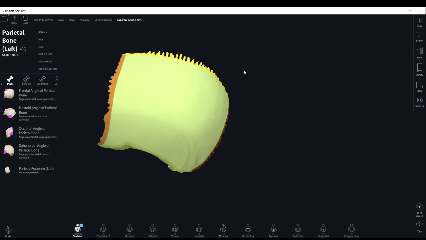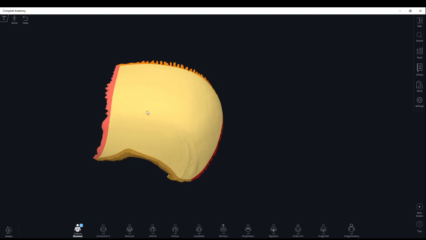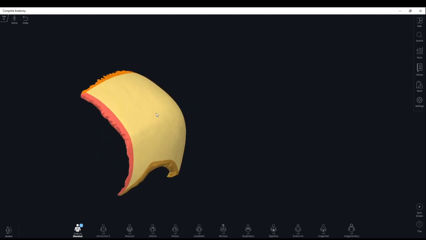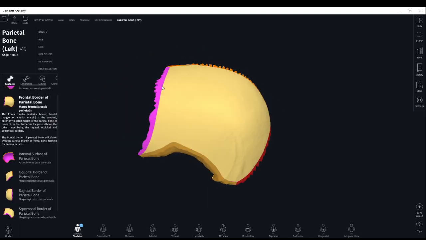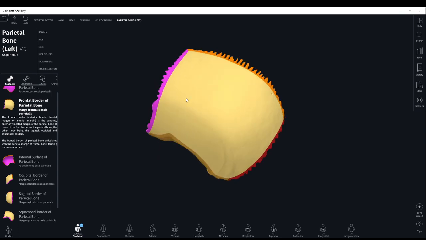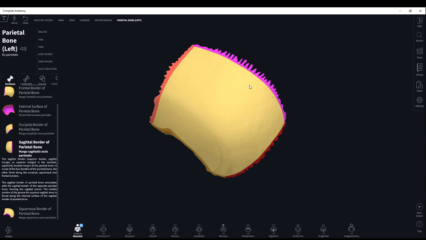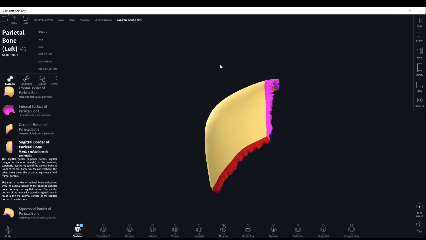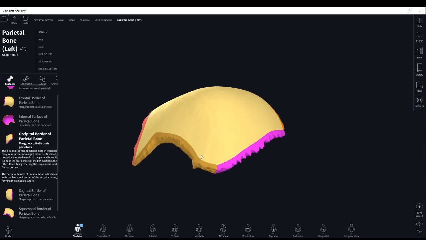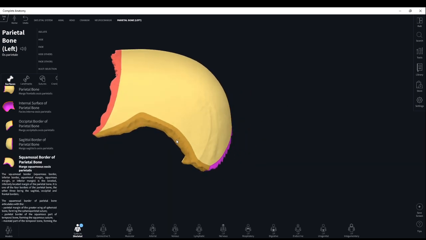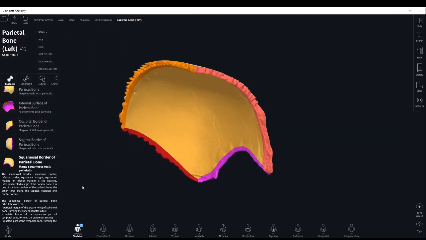Borders of the parietal bone. Yes, borders: anterior, call it the frontal border, margo frontalis; superior border, call it the sagittal border, margo sagittalis; posterior border, call it the occipital border; and inferior, call it the squamous border. Yes, squamous border of occipital bone.